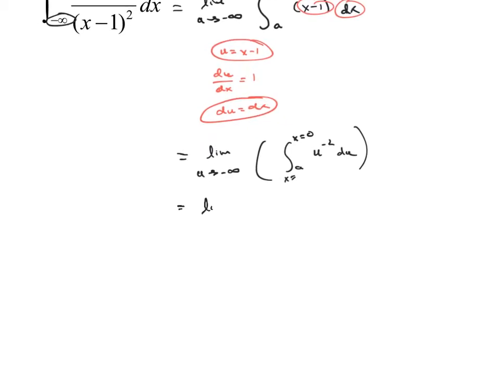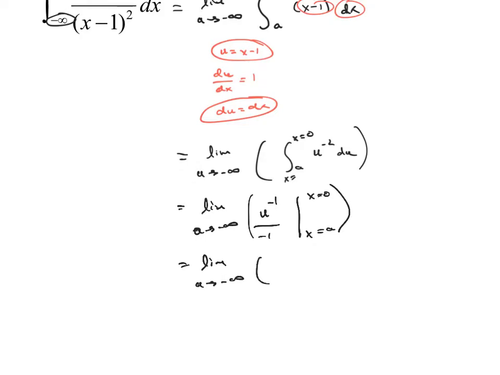So this is the limit as a approaches negative infinity of, well, what's the integral of u to the negative 2? Using the power rule, that would be u to the negative 1 over negative 1, evaluated at x equals a to x equals 0. Be very careful. We're not plugging in those values for u. We're plugging in those values for x. So this is the limit as a goes to negative infinity of u to the negative 1 flips it to the bottom, so this is going to be negative 1 over, and what was u? u was x minus 1. And this is evaluated from x equals a to x equals 0.